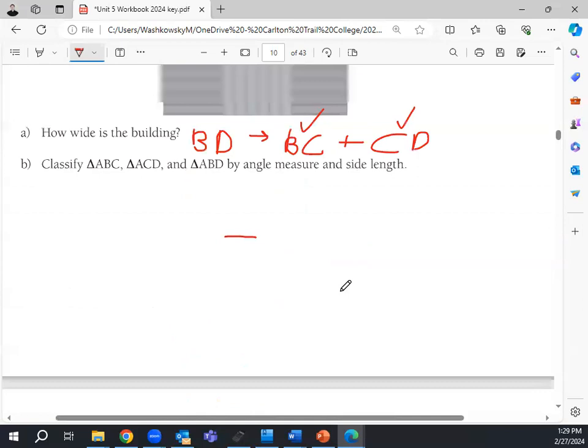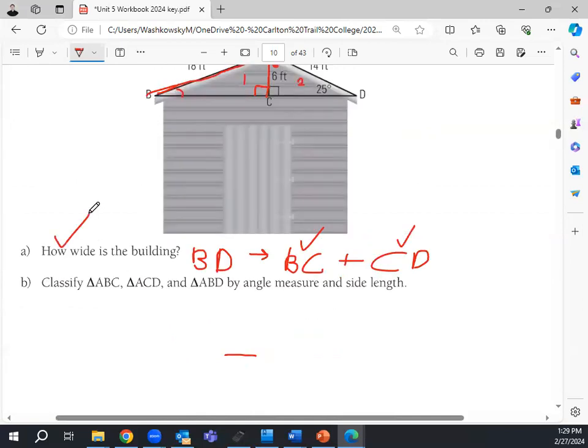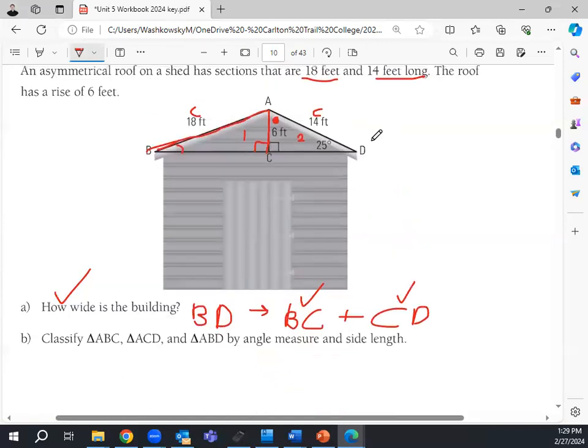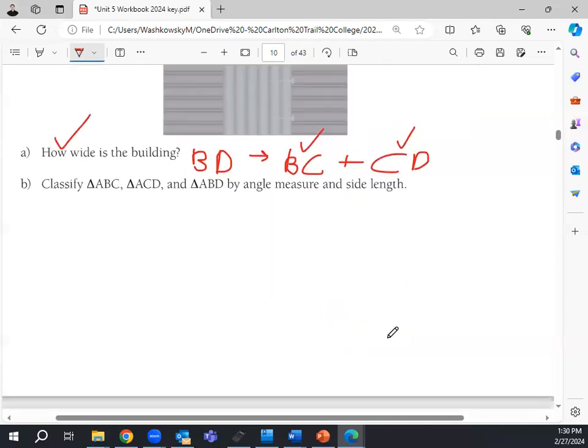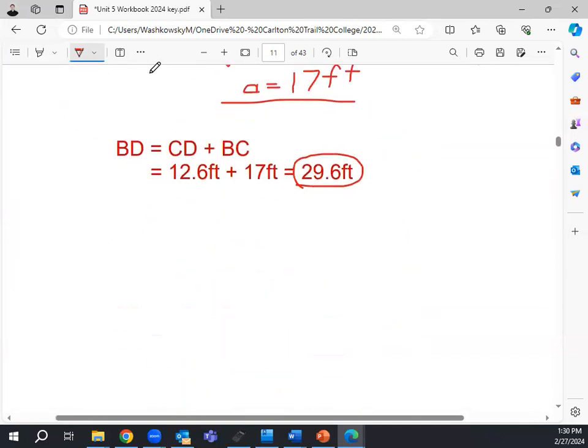So cool, that's part A. We figured out how wide the building is. Part B is a pretty loaded question. Part B wants us to look at three different triangles here. We have the whole thing, triangle 1 and triangle 2, and you can almost say the whole thing is triangle 3, or you could call them by their labels. Basically you have three triangles classified by angle and by side length. So pretty loaded, right? Let's start going through that.